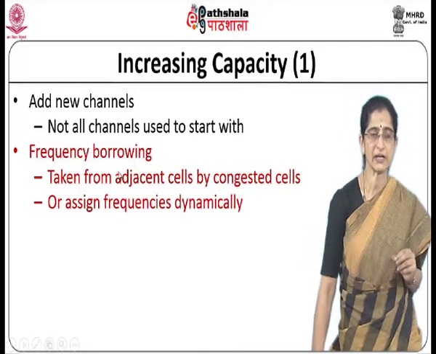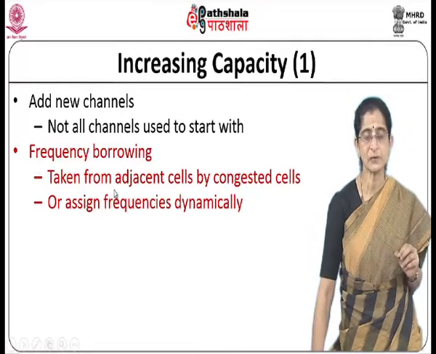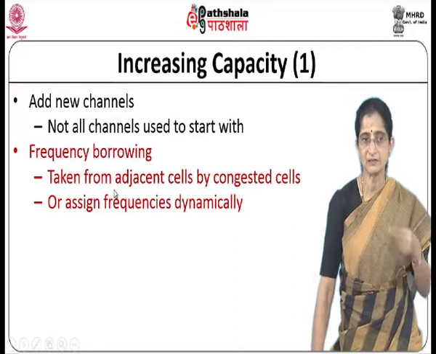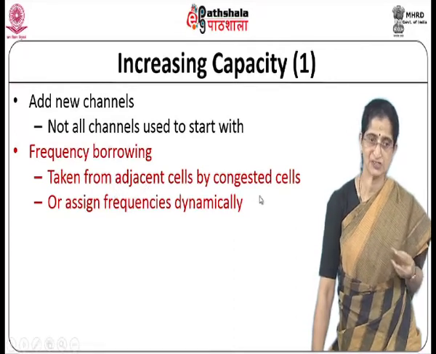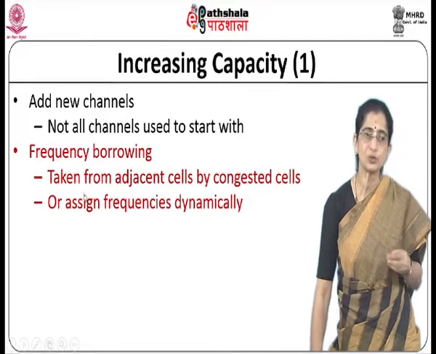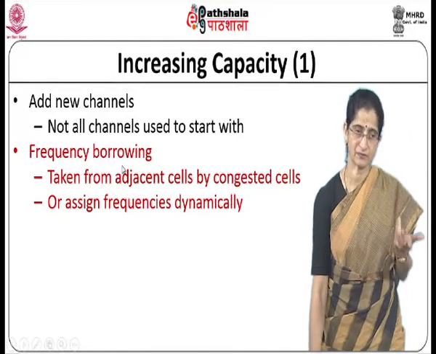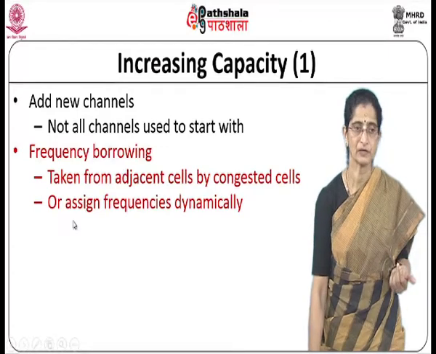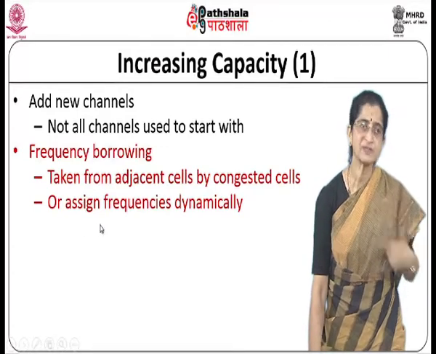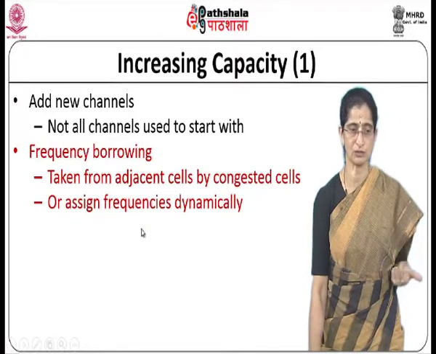Another option that we have is what is called frequency borrowing, which means you could take some frequencies from adjacent cells. That is, if a particular cell is congested, that cell could borrow frequencies from adjacent cells if they are not being used by that other cell. Or in other words, you could assign frequencies dynamically. So, that is also another option that we have.